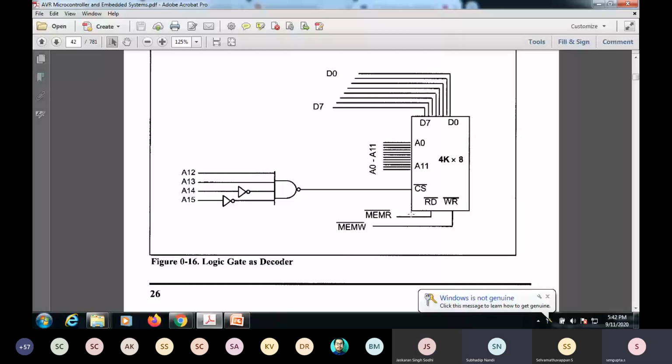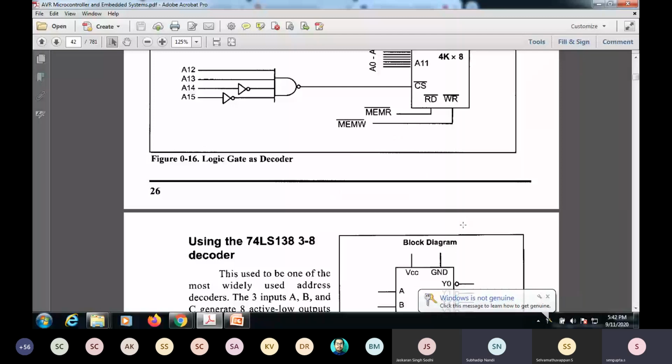Yes, sir. So the data is coming through D0 to D7. They are separate. Yes, they'll come from a separate thing.